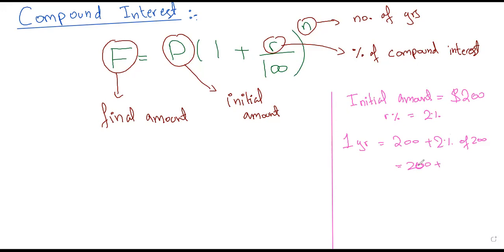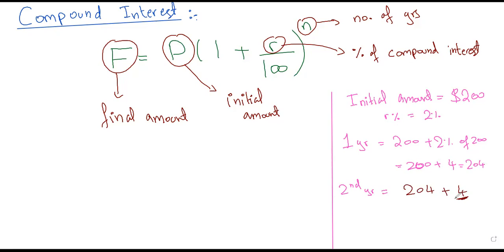2 divided by 100 multiplied by 200. Yeah, very good. But what would be the value? 4. Very good. So that is 204. For the second year, let's write down what it would be for simple interest. For simple interest, it would be 204 plus 4 because the interest amount is the same.